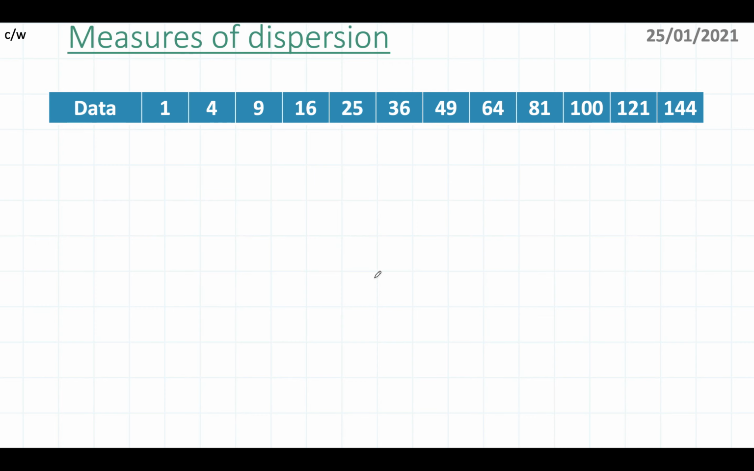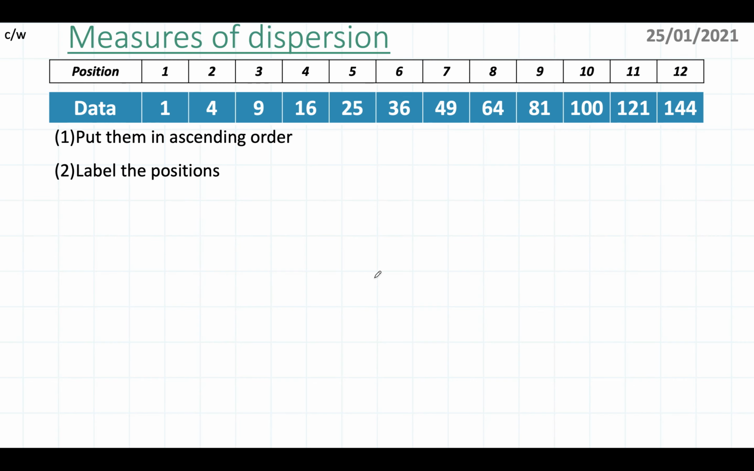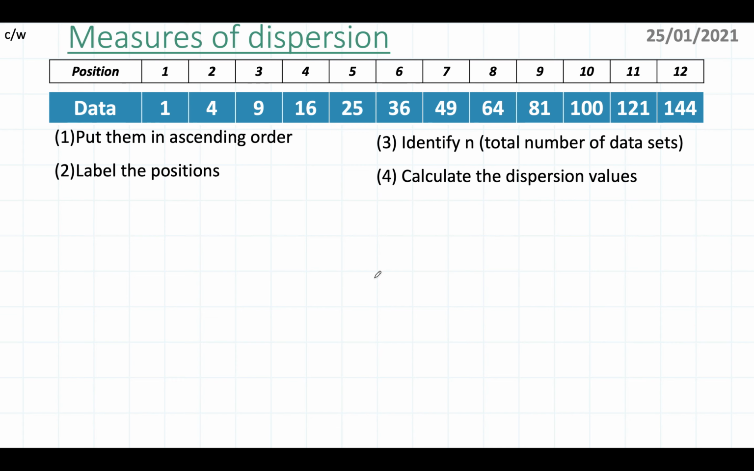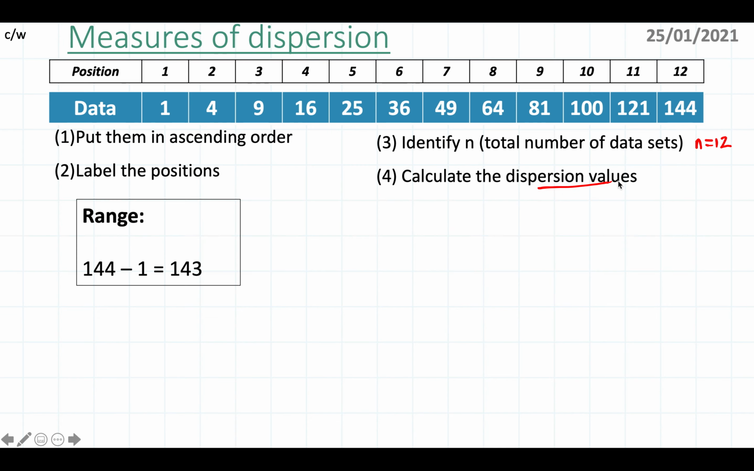So through an example, if I have this data set, I'm going to put them in ascending order, so I did that. I'm going to label the position, that's going to be helpful. So 1, 2, 3, 4, 5 until 12. So I know my n is equal to 12. I have 12 data values. And now I can calculate the dispersion values. So the range is going to be the biggest value minus the smallest value, so that's 143.